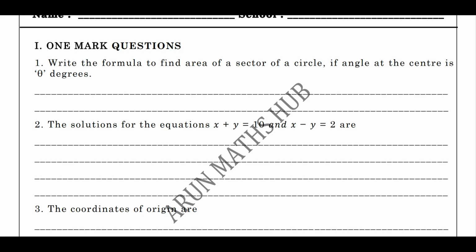First question, write the formula to find out the area of sector of a circle if the angle at the center is theta degree. The area of sector of a circle with angle theta is given by theta by 360 degree into pi r square. The formula to find out area of sector is what? Theta by 360 into pi r square. In case of length of an arc of a circle, it is given by theta by 360 into 2 pi r.